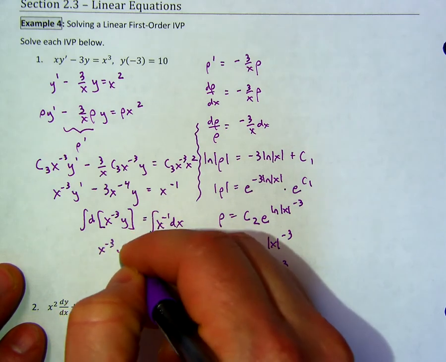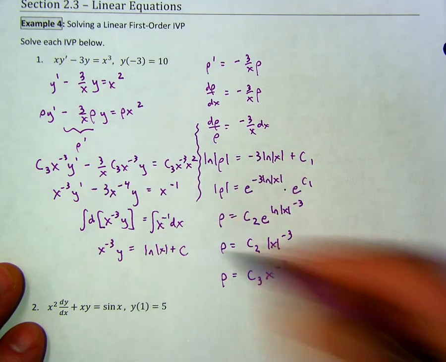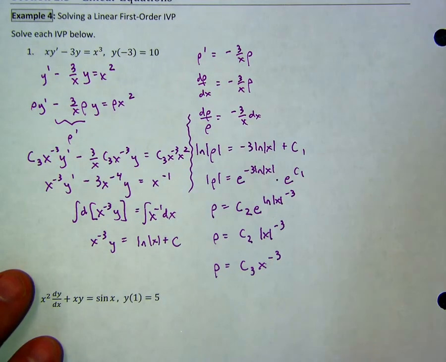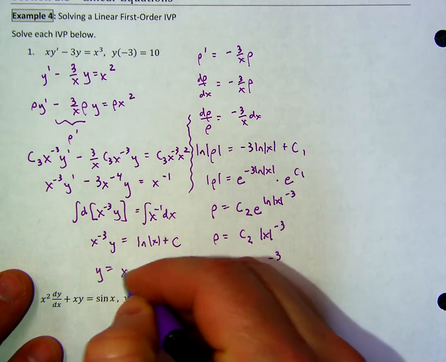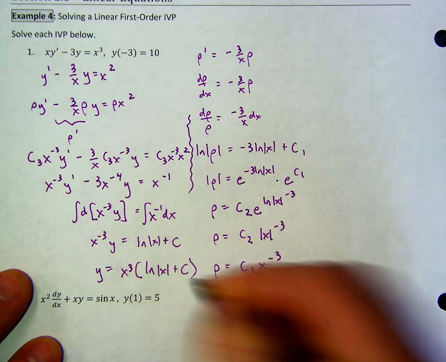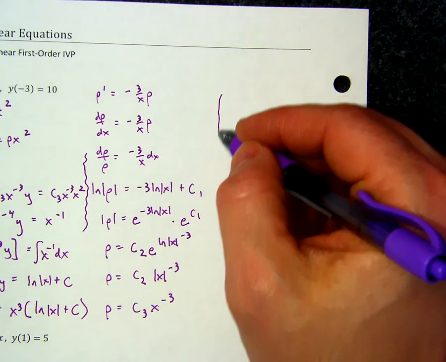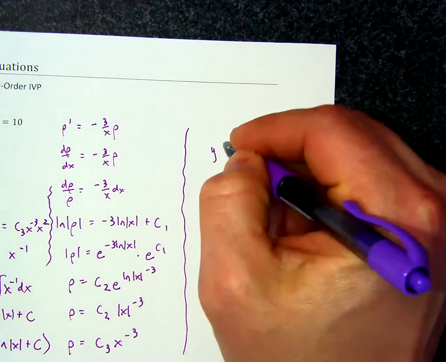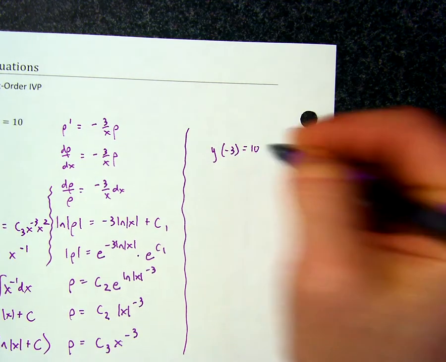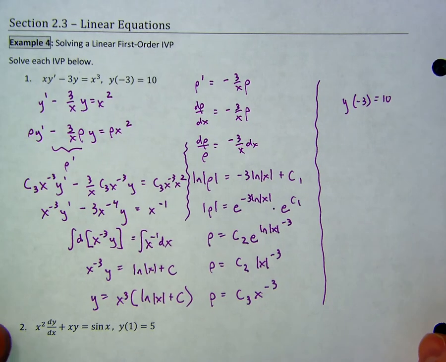So we have x to the negative third y equals natural log absolute value of x plus c, and finally multiplying through by x cubed, y is equal to x cubed times the natural log of the absolute value of x plus c. All right, now we have our initial condition, y at negative 3 is equal to 10. So let's go over here. Y at negative 3 is equal to 10. I guess we can leave all that on there.